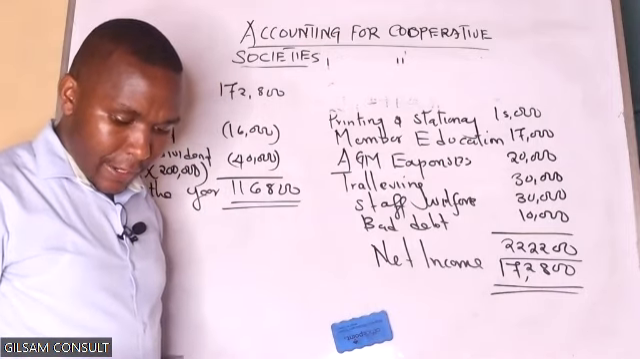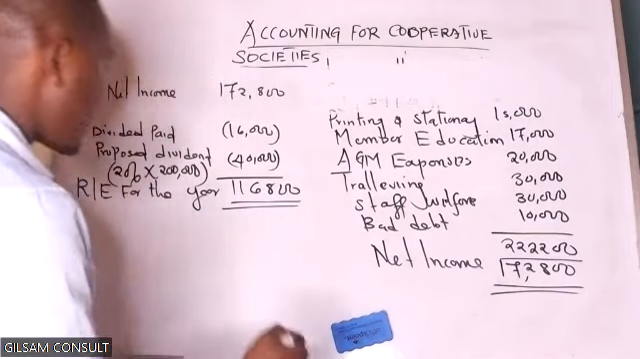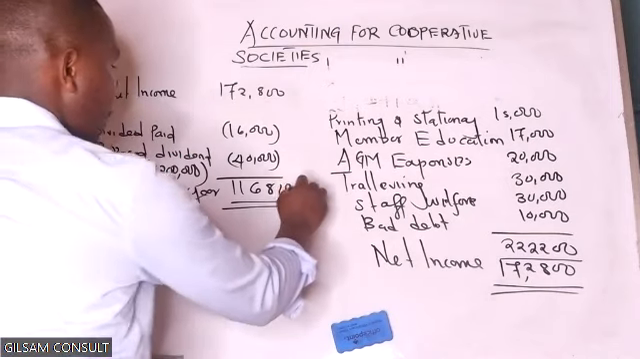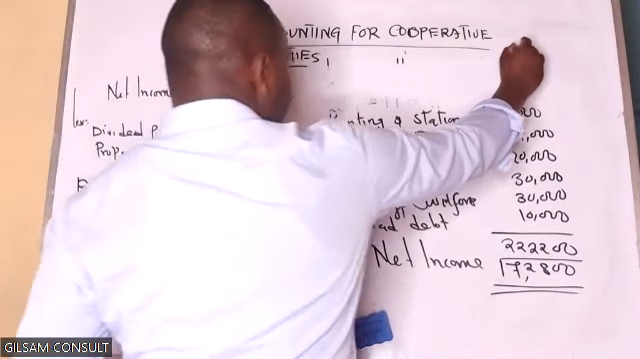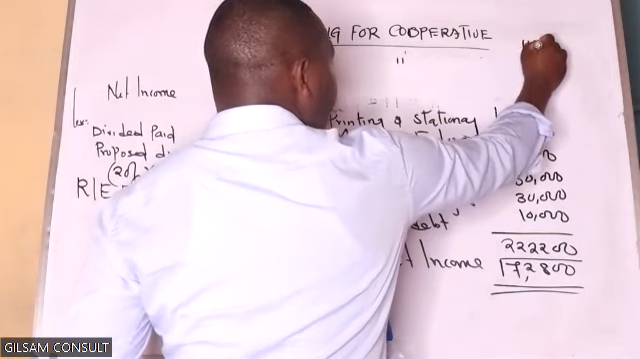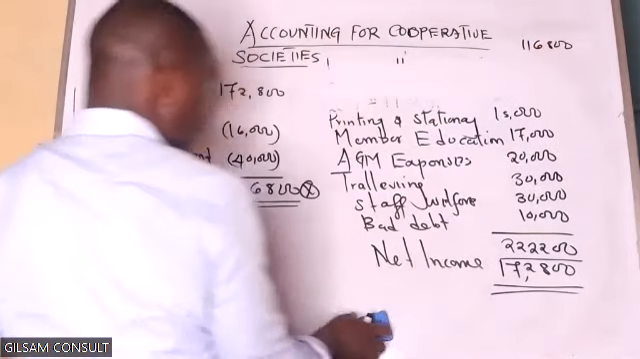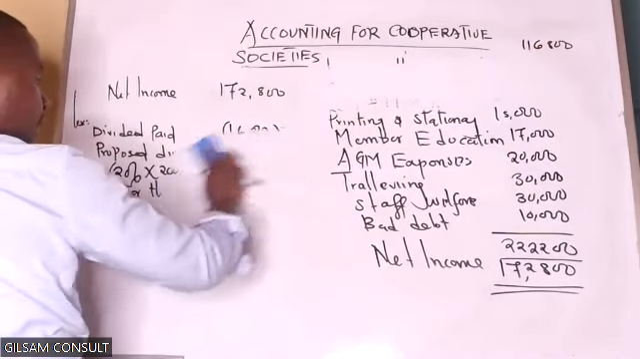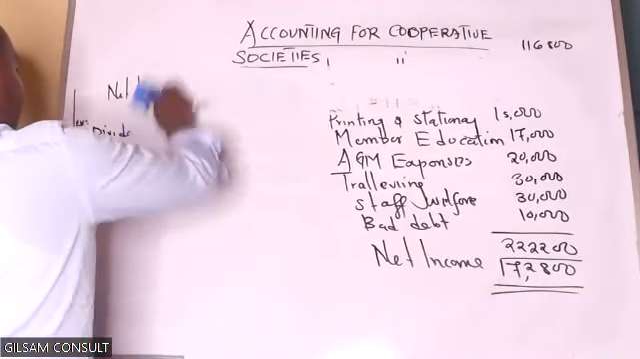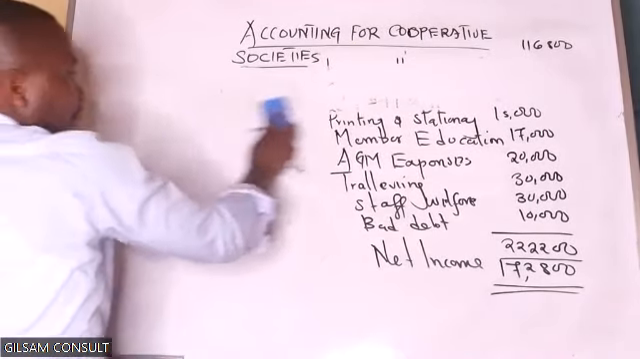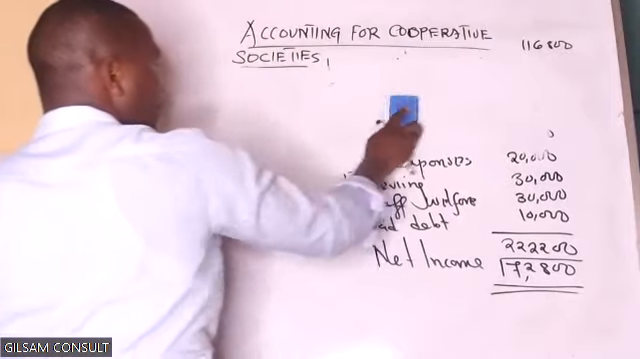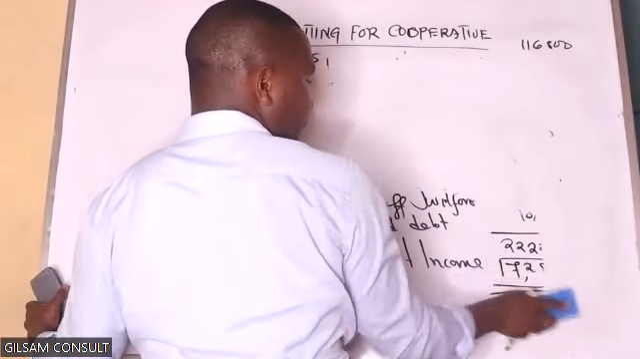Then we can now have the statement of financial position. So have this profit here so that we don't forget our profit, our net income.